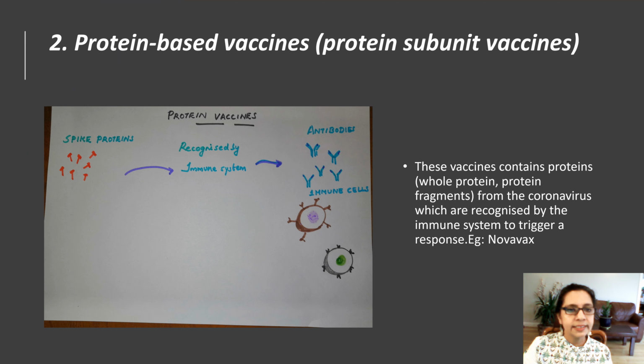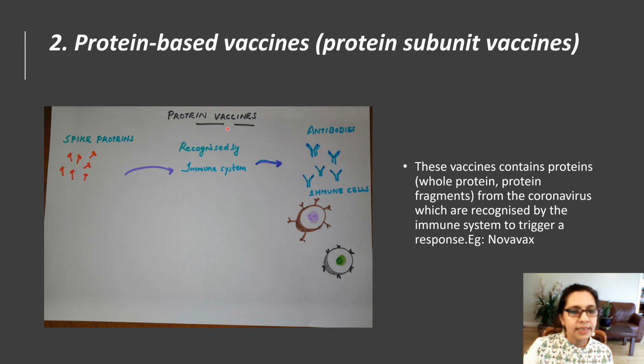So let us see the next type of vaccines. These are protein-based, protein subunit vaccines. These vaccines contain proteins, either whole protein or protein fragments, from the coronavirus which are recognized by the immune system to trigger a response. An example is Novavax. It is still under research, not yet released.